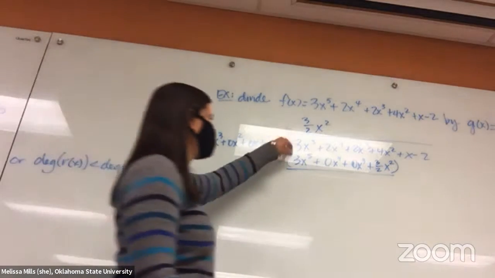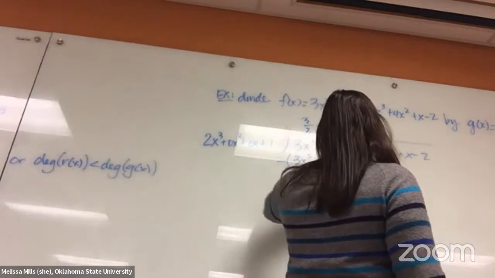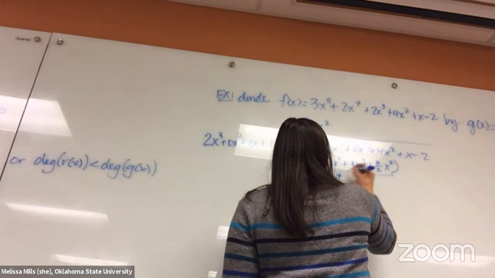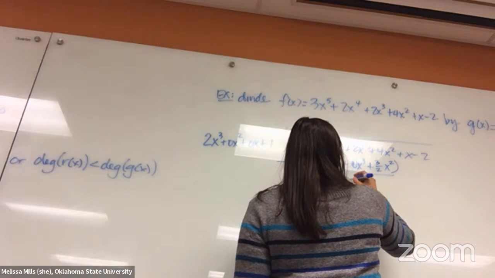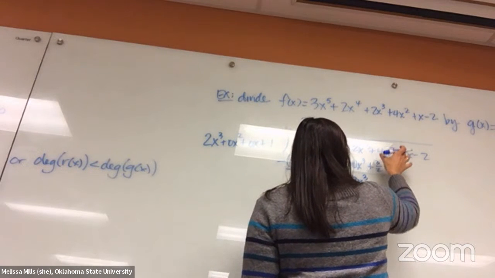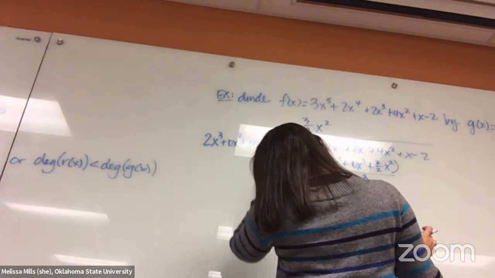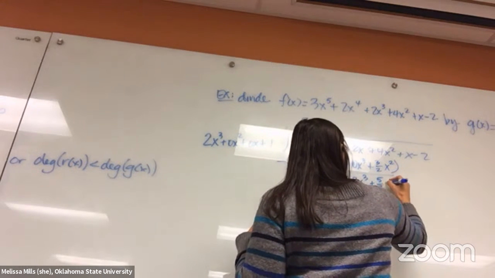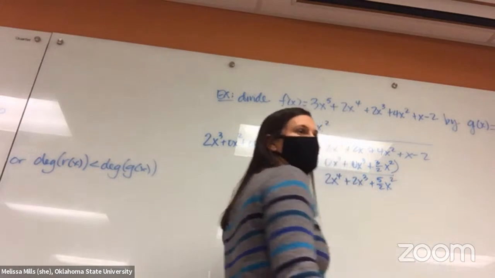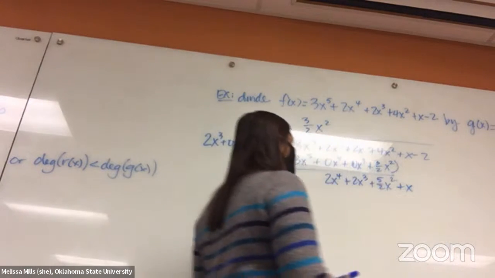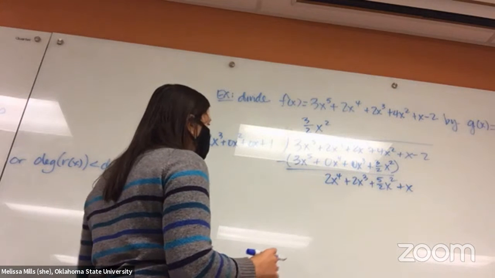Okay, so the first term goes away, and then I'm left with this 2x to the 4th, which is going to drop down. 2x cubed minus 0x cubed is 2x cubed. 4x squared minus 3 halves x squared, let's see, that's 8 halves minus 3 halves. I've got 5 halves x squared. There, right? And I'm going to drop down the plus x, and do it again.